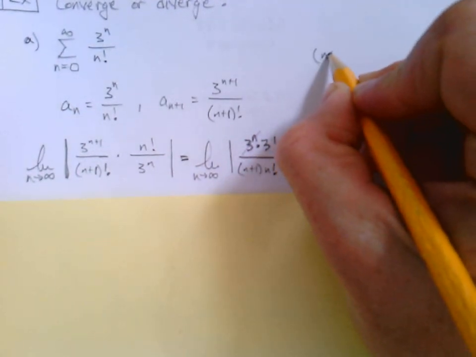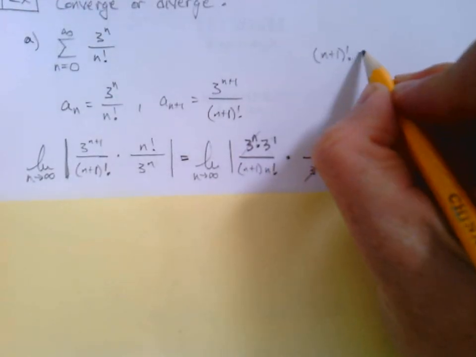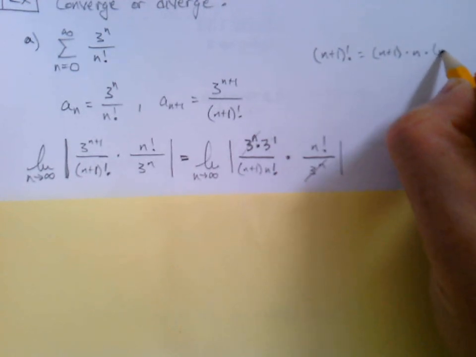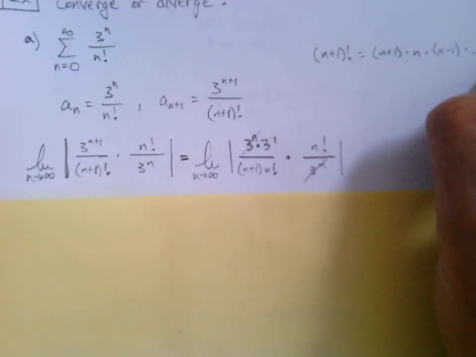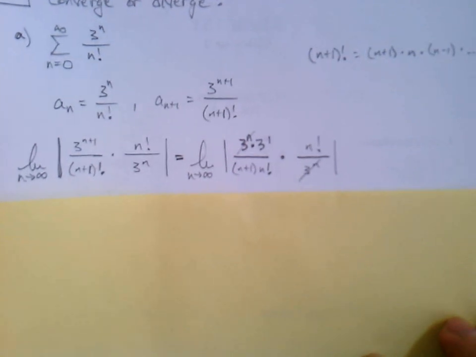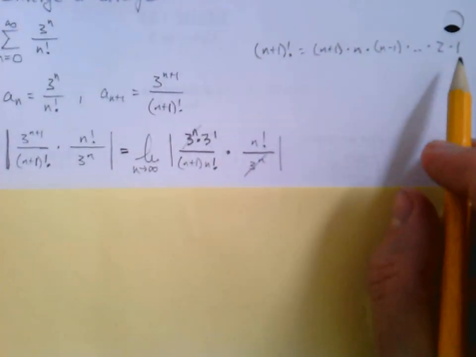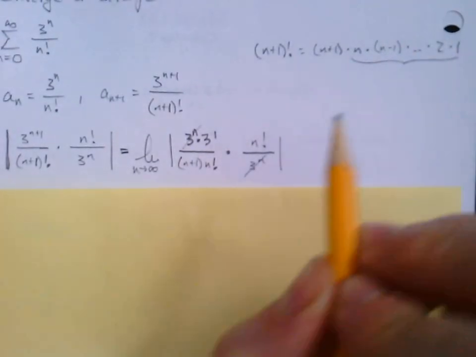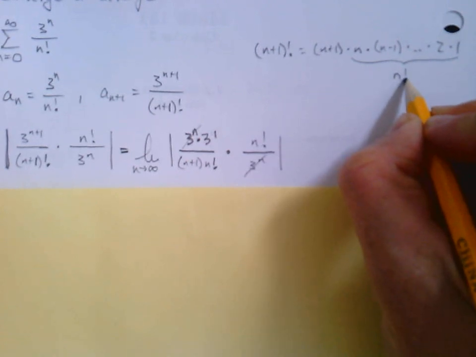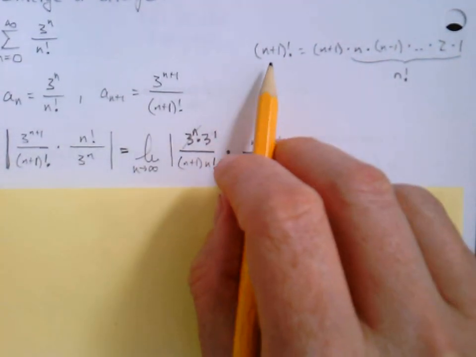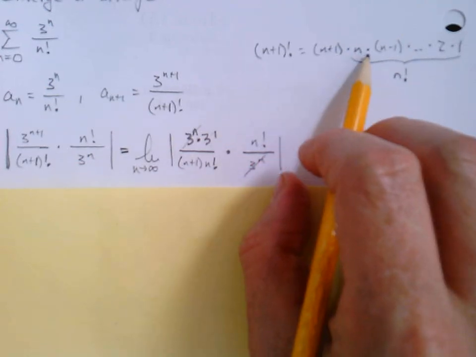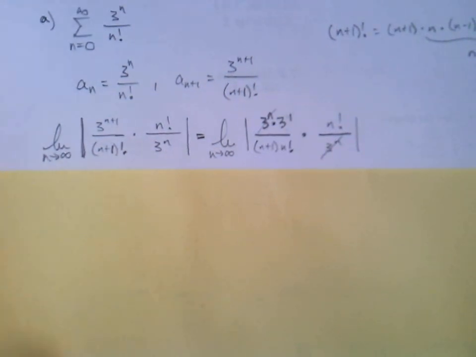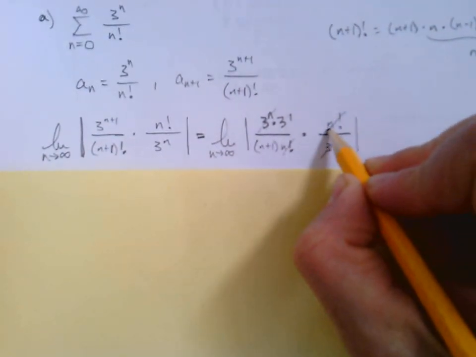Hey, n plus 1 factorial. Isn't that n plus 1 times n minus 1? And we would keep counting down until we got to 1. Well, hey, what is this right here? Isn't that n factorial, that whole thing? So n plus 1 factorial is n plus 1 times n factorial. Oh, well, that's really, really nice, because then our n factorials are going to cancel out.